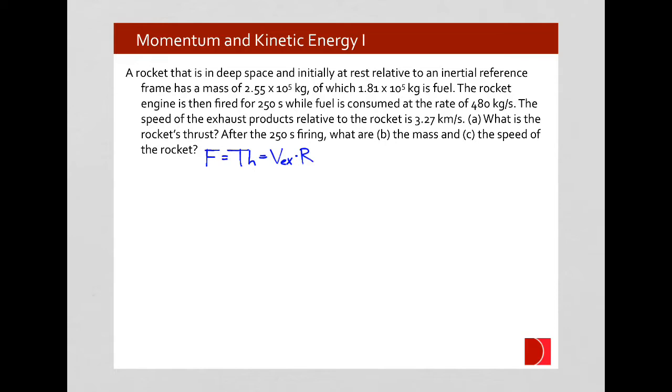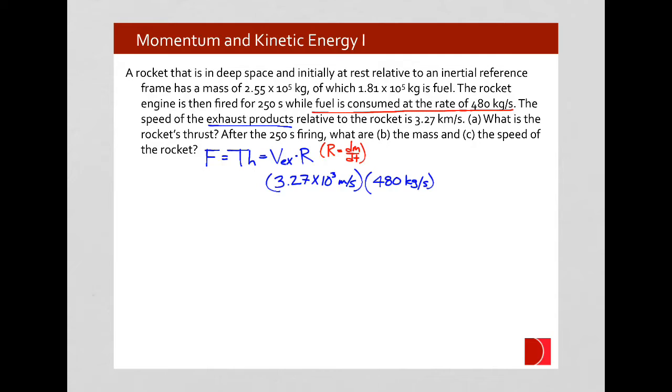In this situation, we're given the velocity of the exhaust products, that is 3.27 kilometers per second, so we'll say 3.27 times 10 to the 3 meters per second. We're multiplying that by the rate at which that fuel is used up. Recall that was a derivative of mass with respect to time, and the rate at which the fuel is consumed is 480 kilograms per second. That's already in our base SI units.